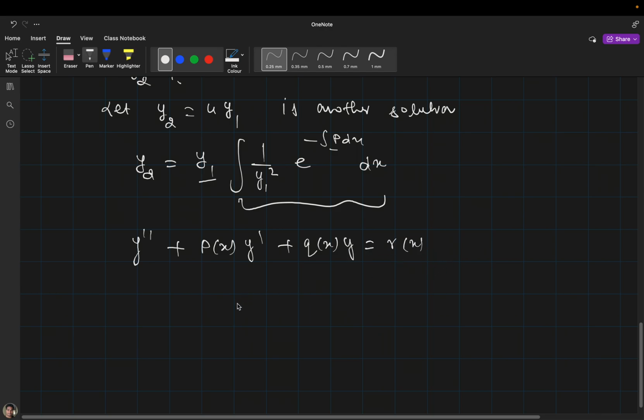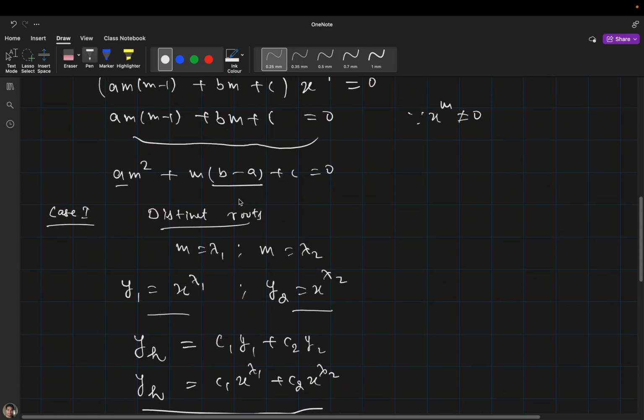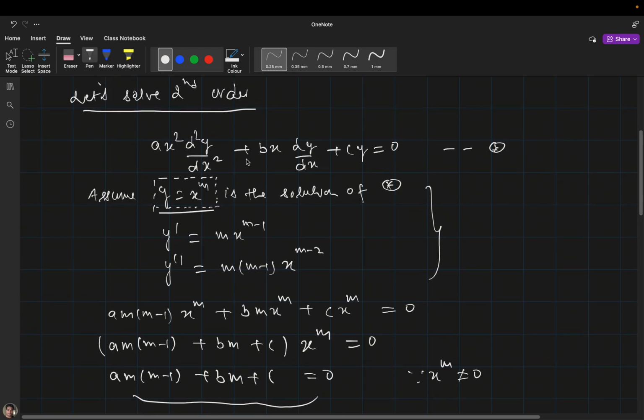Can you recall it? If this is the differential equation, then this p is this p. But in our case, this is not the form, okay? But then what we will do? We will convert this form into that form. For that, I will divide the whole equation by this. Then the coefficient of this will be 1 and the coefficient of dy by dx will become p. Okay, can you see that?